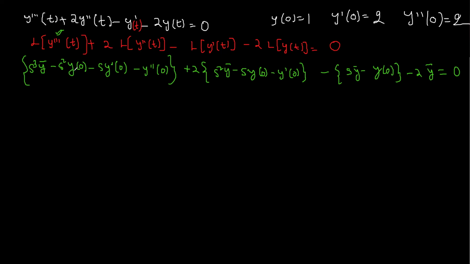Put the value. Y0 is 1. This is y0, this is y0 and this is y0. And y dash 0 is 2. Where is y dash 0? This is 2 and this is 2. Y double dash is also 2. Right? So finally you will get 2 into 2, 2s minus 2.